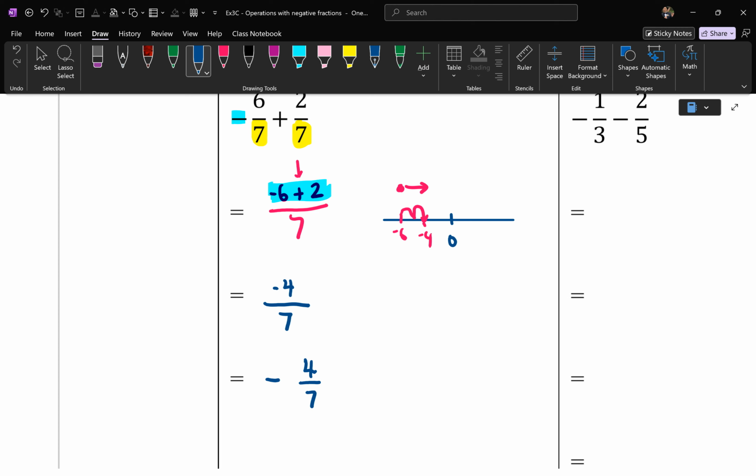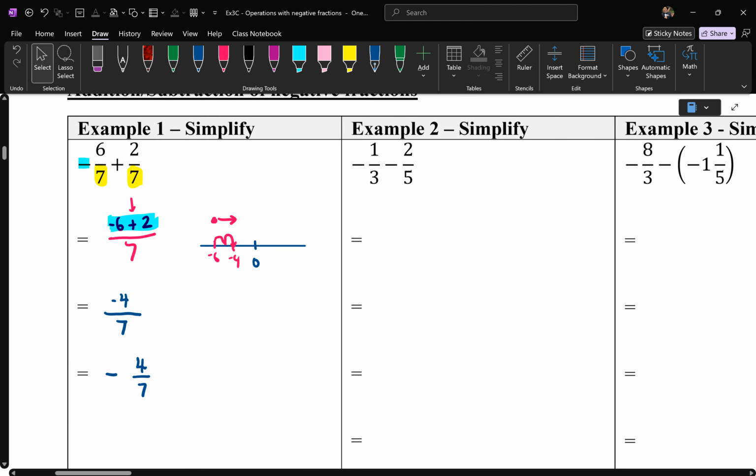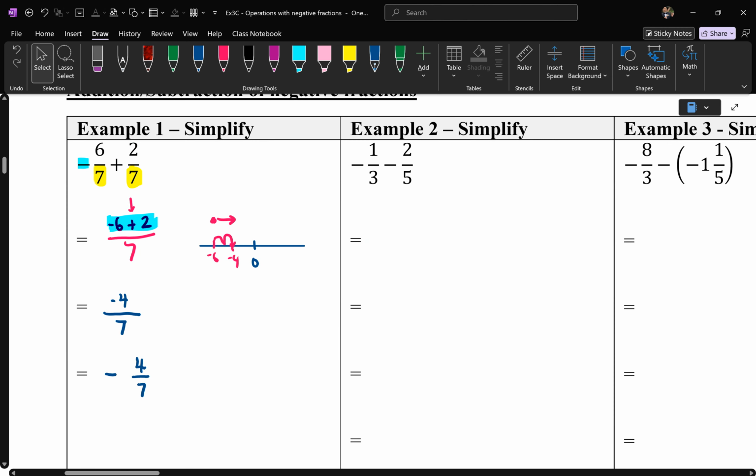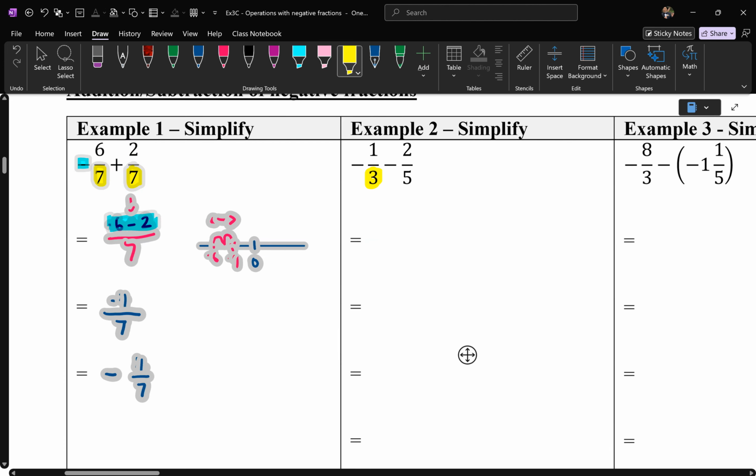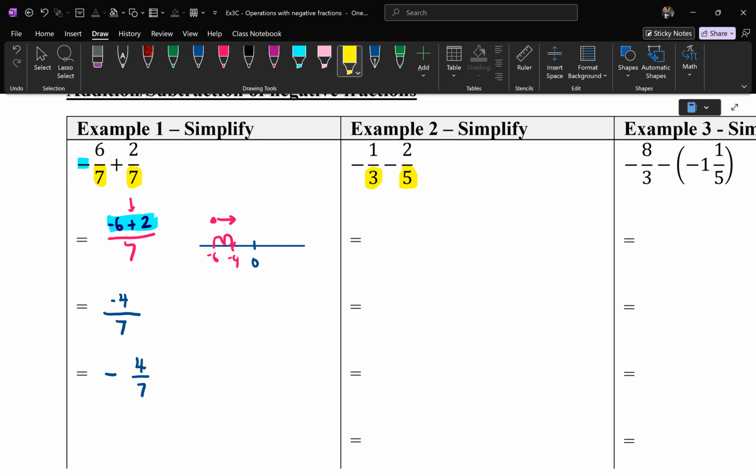Let's do example 2. Now we can see the denominators are different: 3 and 5. Lowest common multiple of 3 and 5. Let's go with Fitzroy. What's the lowest common multiple? 15. Very good. So we need to change the fractions so that they are 15ths.